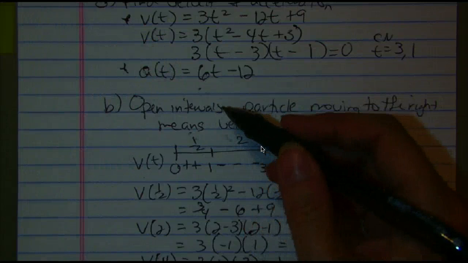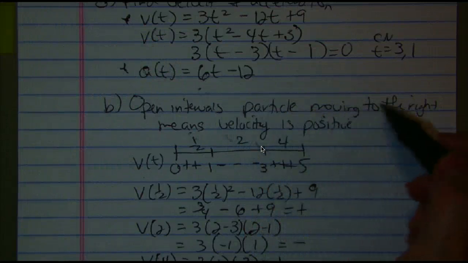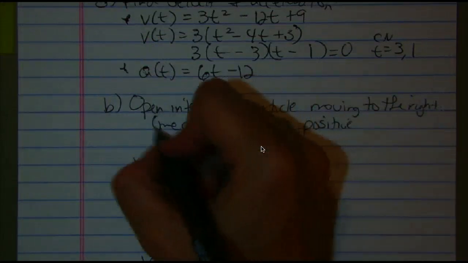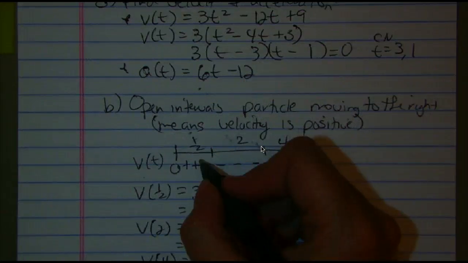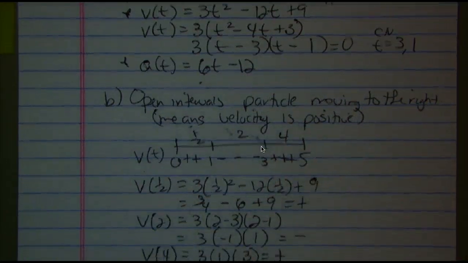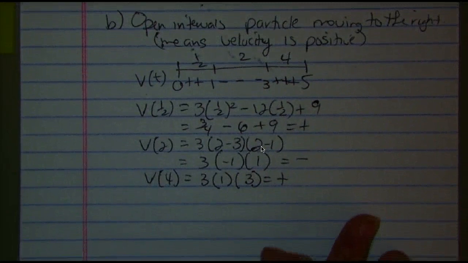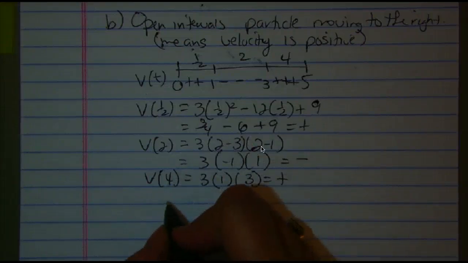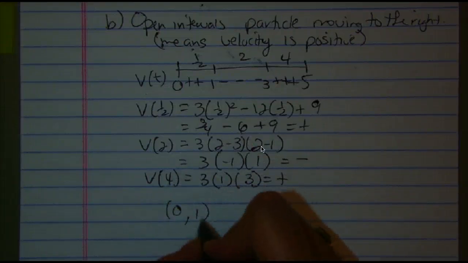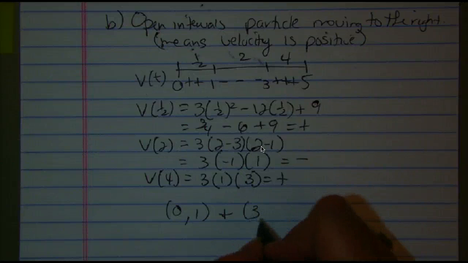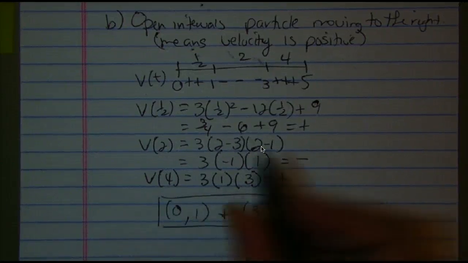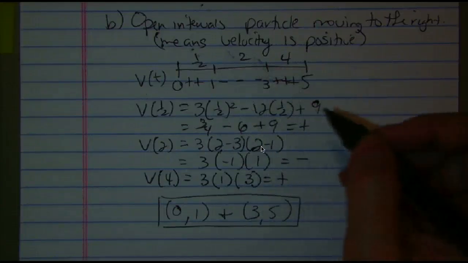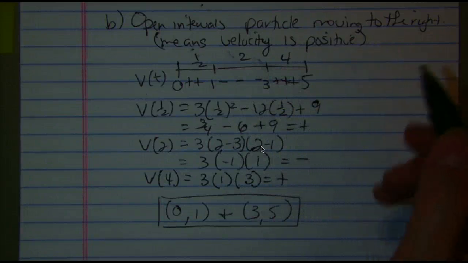Again, what are the open intervals in which the particle is moving to the right? In other words, where is my velocity positive? It's positive here and here. So the answer to this would be the interval from 0 to 1 and from 3 to 5 seconds. That is where it's positive. When the velocity is positive, the particle is moving to the right.